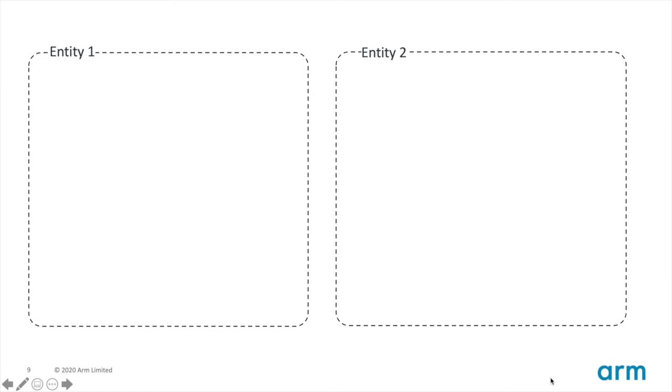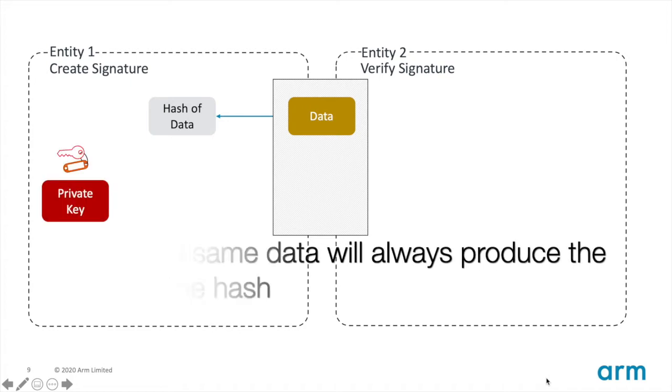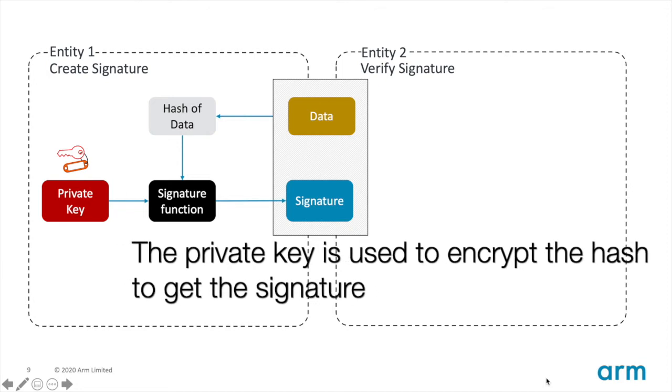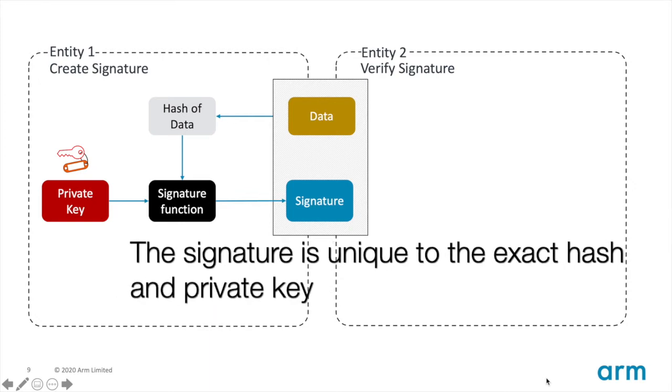So let's say you have two entities, and in one entity you want to create a signature, and the other entity you want to verify that signature. So let's say you have some data, could be any data. The first step is to calculate the hash of the data. Now the hash is a fixed size data that represents the larger data set. You take the private key and run it through a signature function. And I won't get into the math behind that, but essentially you get a unique signature that represents that data based on the private key.